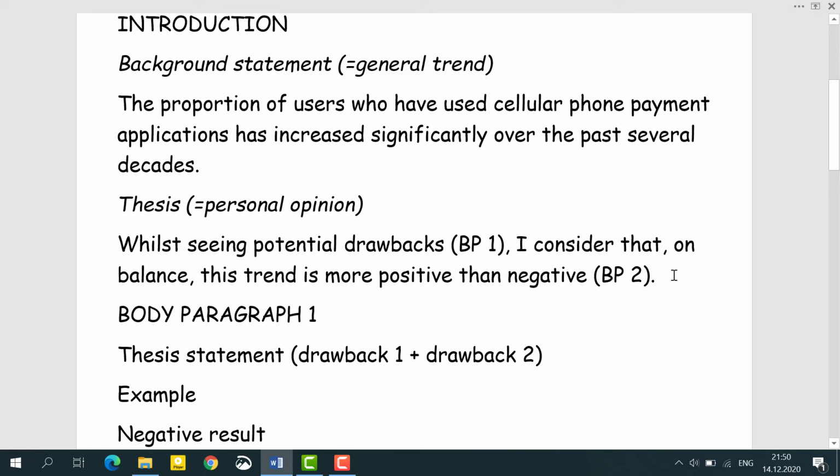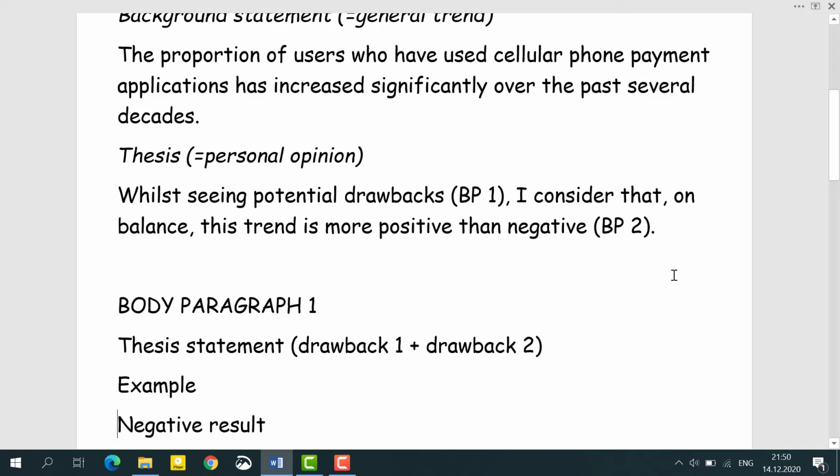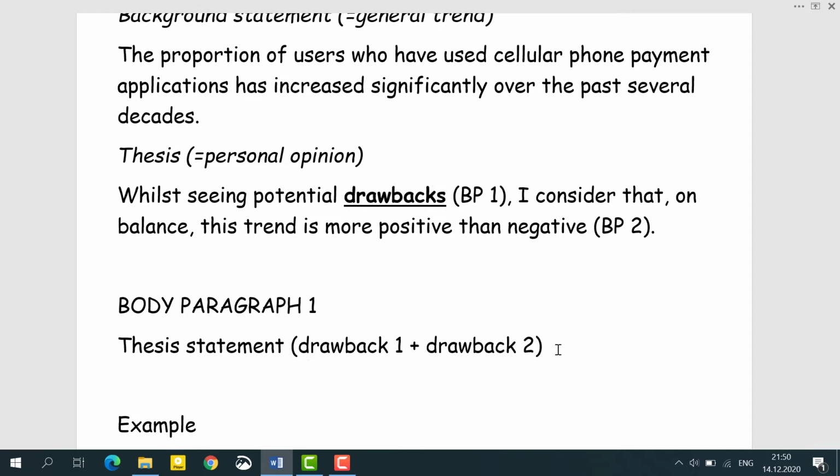Now let's focus on body paragraph 1. As I said, drawbacks. Here we need to write the first sentence, which is called a thesis statement. A thesis statement basically means a topic sentence. All right, let's just write a topic sentence. The idea is it's the main idea of the whole paragraph.